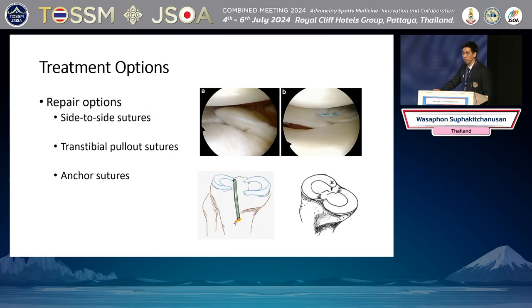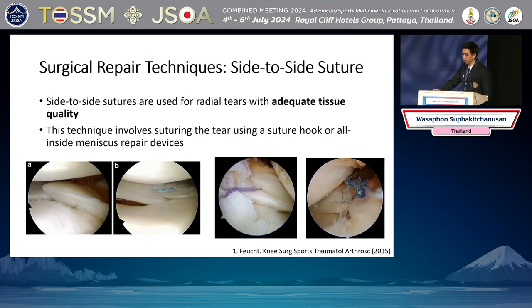There are several repair techniques for lateral meniscus posterior root, including side-to-side sutures, transtibial pull-out suture, and anchor sutures. Each technique has its indication and benefits. Side-to-side sutures are used for radial tears with adequate tissue quality. This technique involves suturing the tear using a suture hook or inside suture. It's an effective method for reducing meniscal extrusion and restoring hoop stress.